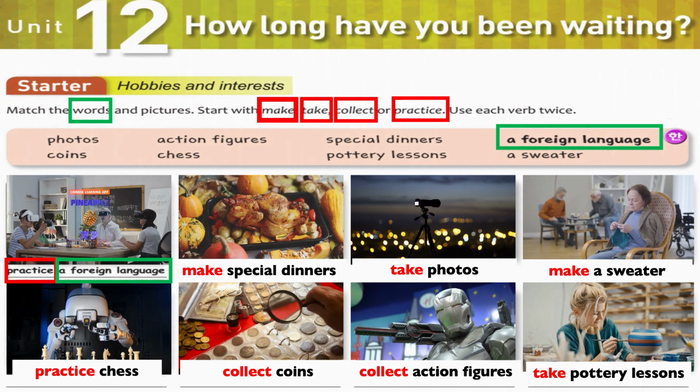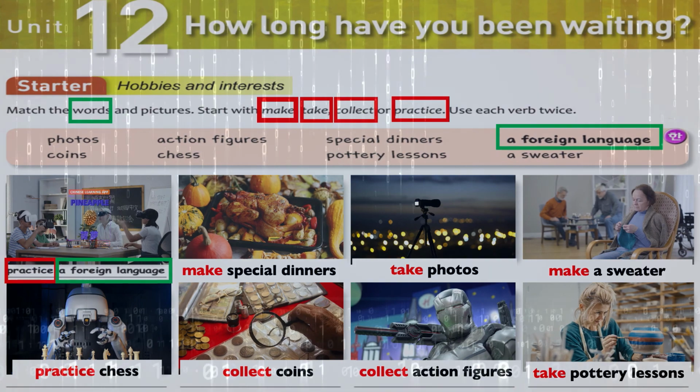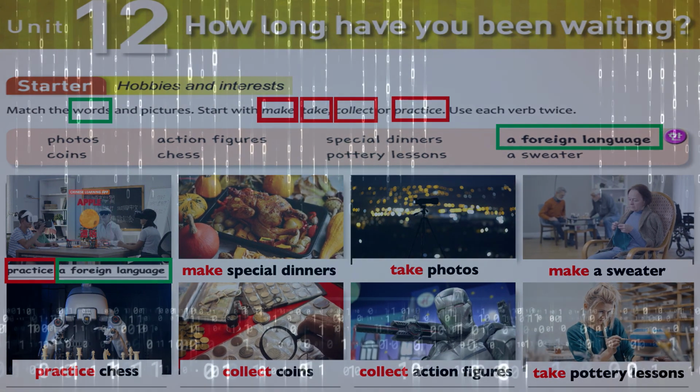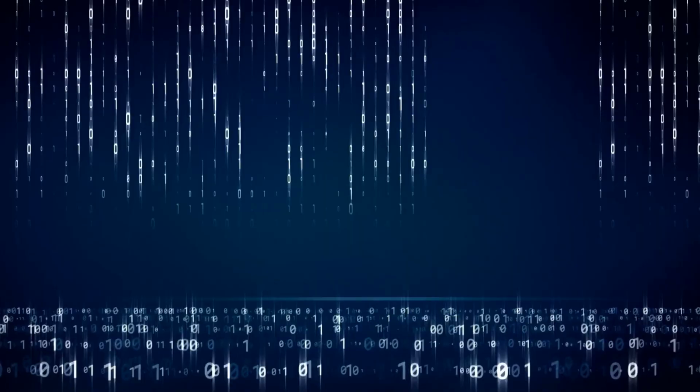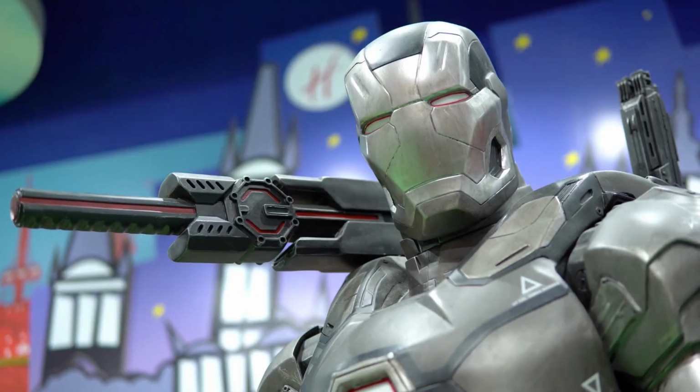Wow, it's been a long journey of finishing part one. Yes, from our starter of special dinners and learning foreign languages. We hope you have enjoyed this unit, because now we are coming to an end of part one. Yes. So we'll have a short break.